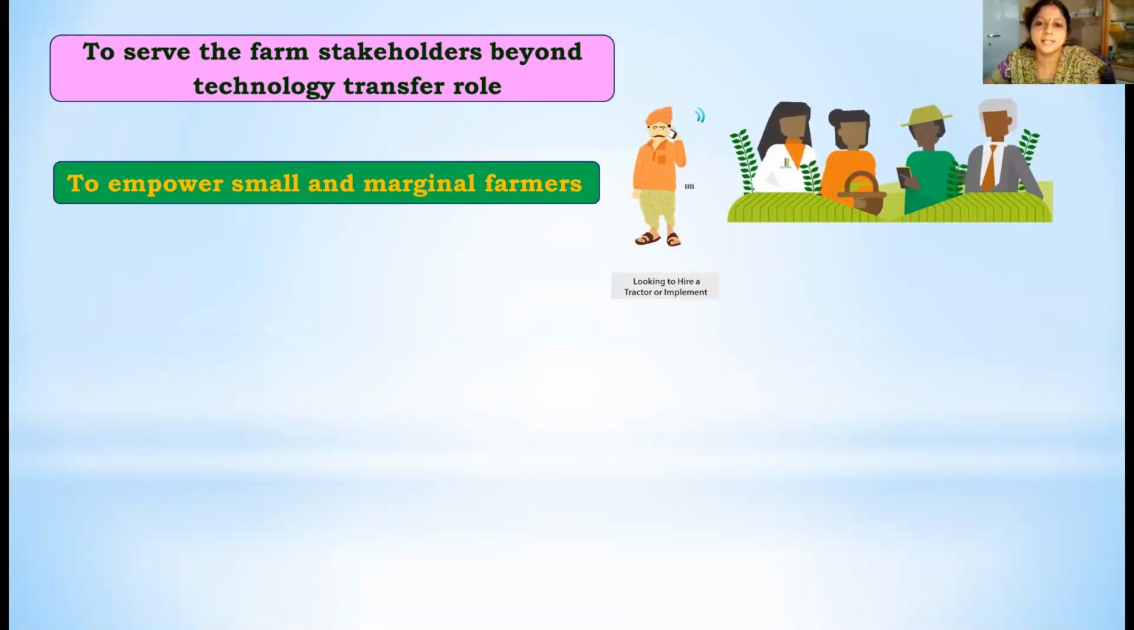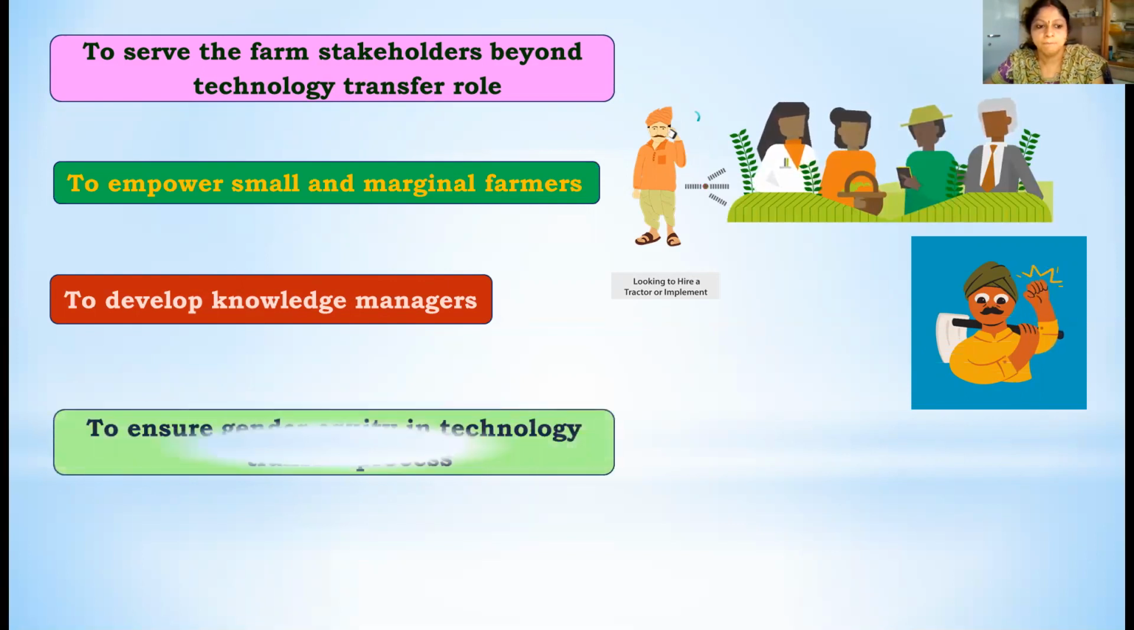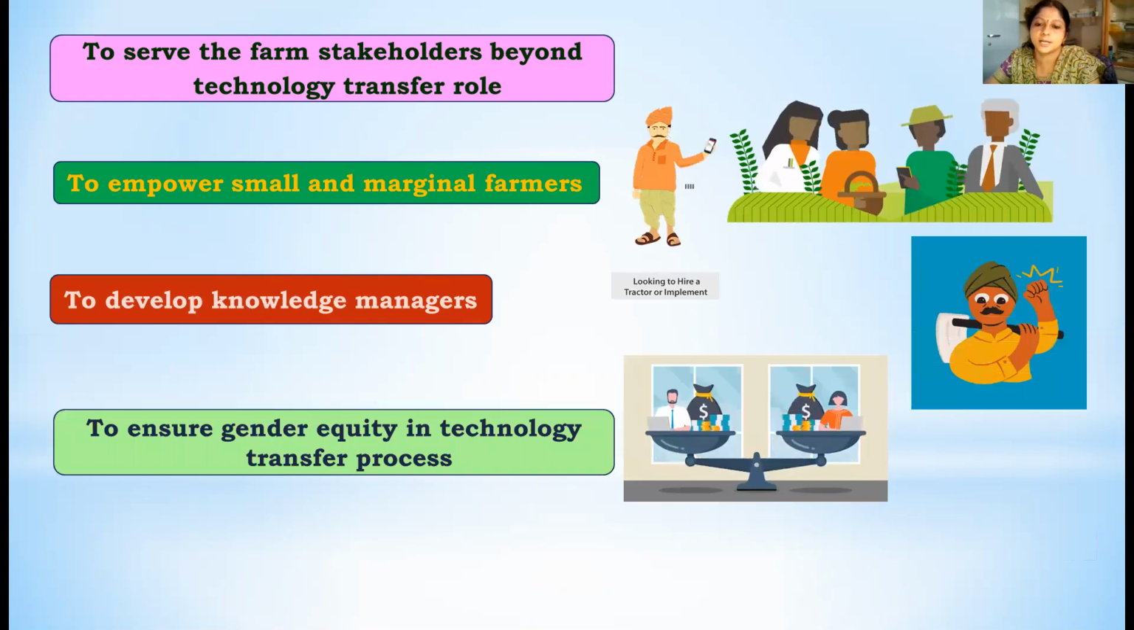Nowadays, several technologies have come which enable small and marginal farmers to commercialize their agriculture and get better returns from their cultivation. That could be done with the help of e-extension. And it helps in developing knowledge managers. For example, in a village, a few people could access information through the internet or e-extension sources. They can act as knowledge managers. We can train them and help them improve their capacity to access the information and give it to other farmers who could not access it through this information technology. And it ensures gender equity in the technology transfer process.